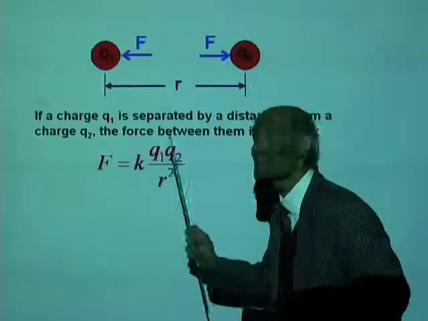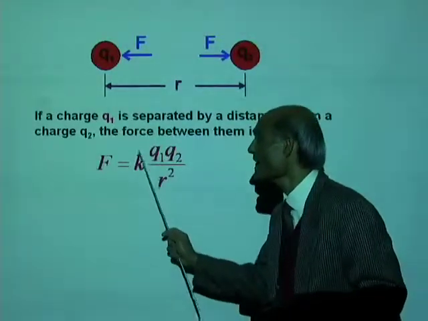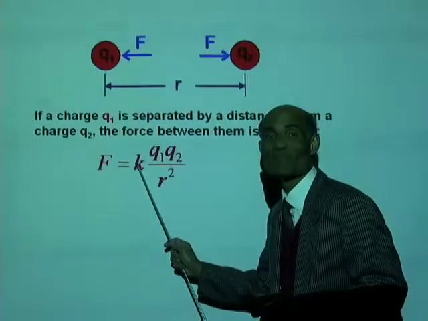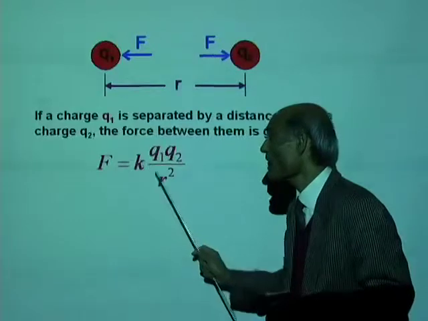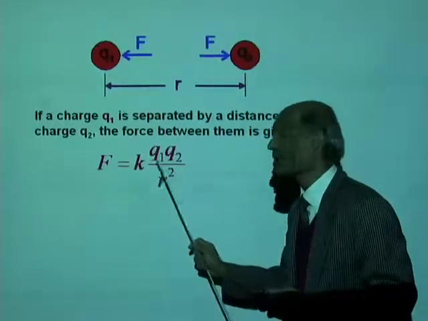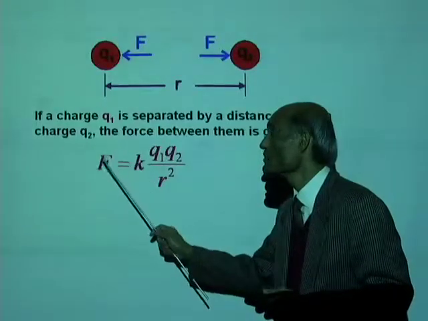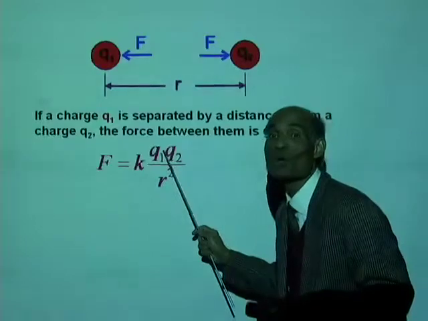And of course this K is a constant. Can you tell me the unit of this K? How do you find the unit? Look at that. I can solve for K like this: F r squared divided by Q1 Q2. Therefore the unit of K will be newton meter squared per coulomb squared.